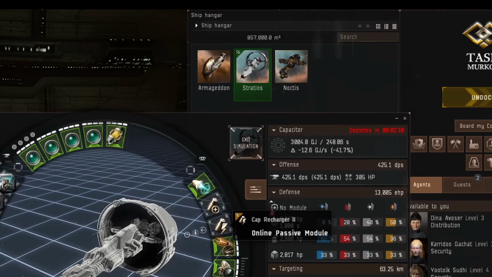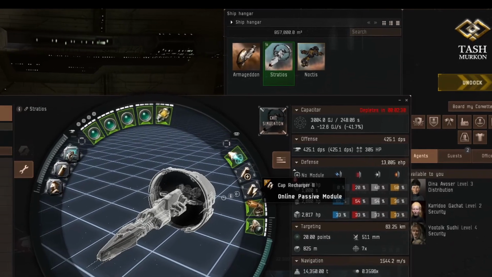In most other activities, the capacitor only needs to last long enough to complete the task at hand. Perhaps this is clearing a room in a combat site or a mission, or perhaps it's small gang PvP that only lasts a few minutes. So once you understand the activity you're doing, then you can decide how long your capacitor needs to last.